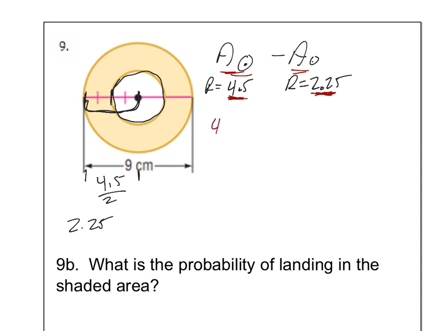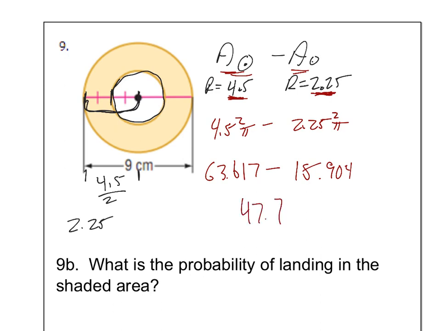So all I'm going to do is take 4.5 squared times pi and 2.25 squared times pi, and I'm going to subtract them. So 4.5 squared times pi is 63.617, minus 2.25 squared times pi, which is going to be 15.904. So if I subtract those, 47.712 centimeters squared, that is going to be the area of the shaded part.